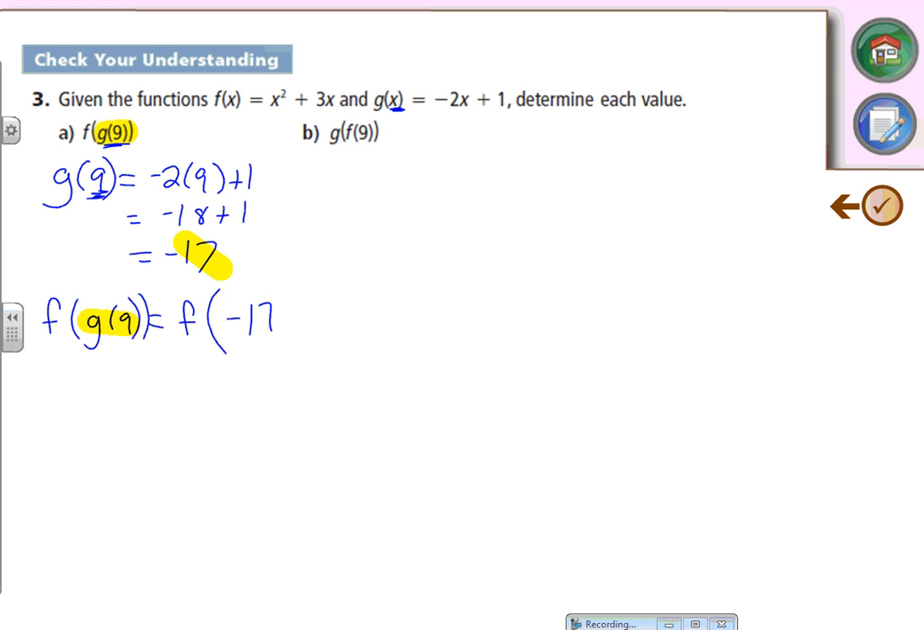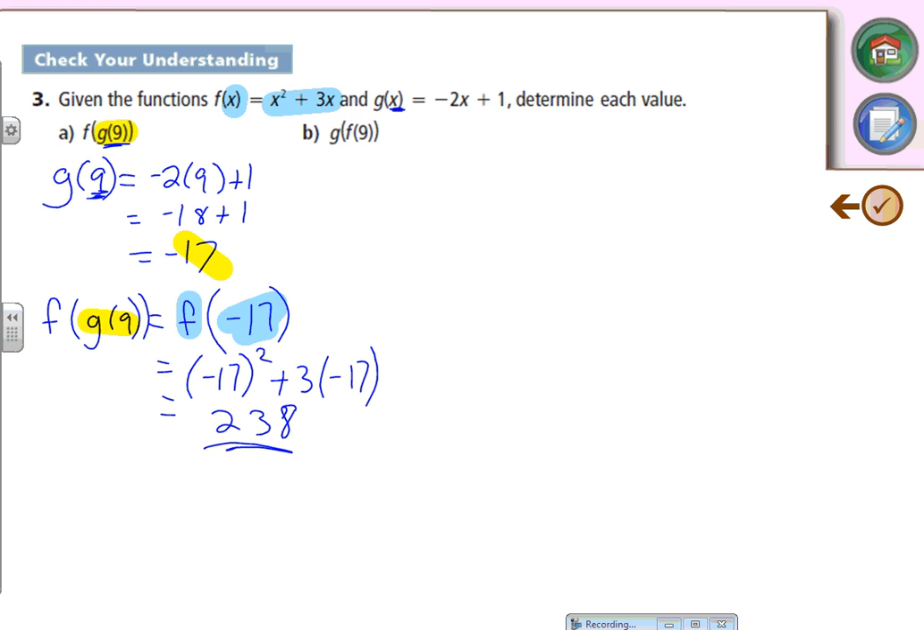And now we're just saying, wherever you see an x in the f equation, put -17. So then, not the g there anymore, I want the f. There's an x, so (-17) squared plus 3 times -17. Plugging that into your calculator, 238. Look at that. And there's your answer to the whole thing.